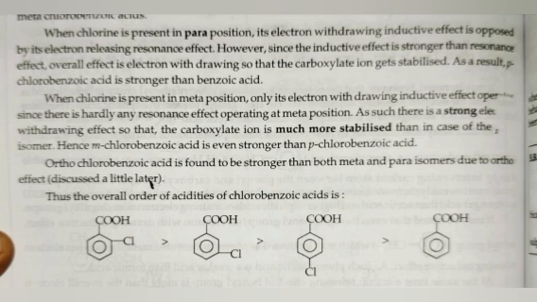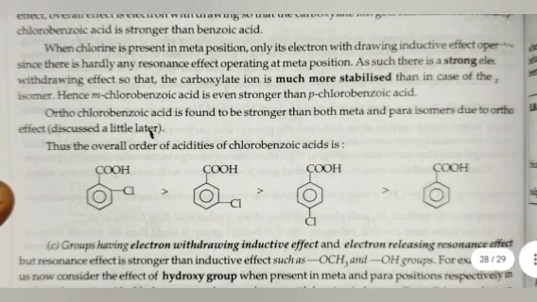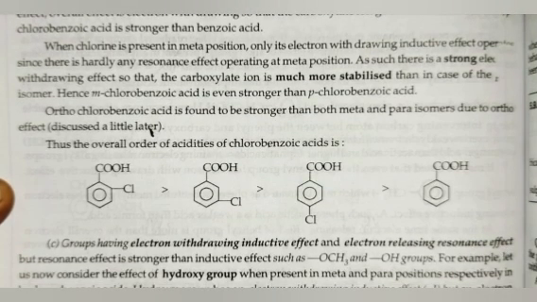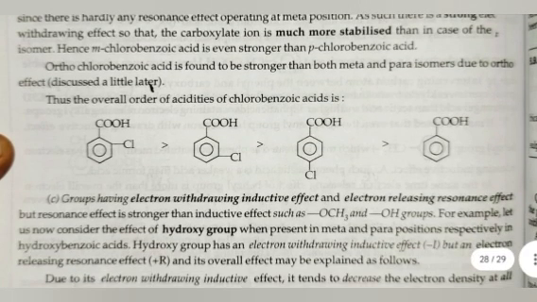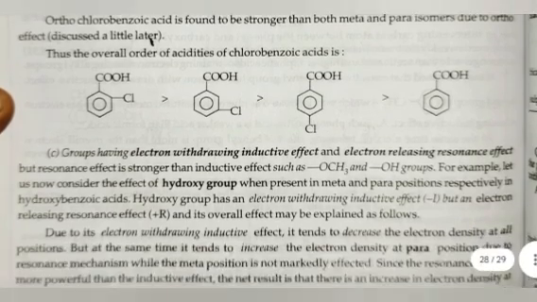When chlorine is present in meta position, only its electron withdrawing inductive effect operates, since there is hardly any resonance effect operating at the meta position. As such, there is a strong electron withdrawing effect so that the carboxylate anion is much more stabilized than in case of its isomer. Hence, meta-chlorobenzoic acid is even stronger than para-chlorobenzoic acid. Ortho-chlorobenzoic acid is found to be stronger than both meta and para isomers due to the ortho effect. Thus, the overall order of acidity of chlorobenzoic acids is ortho-chlorobenzoic acid, meta-chlorobenzoic acid, para-chlorobenzoic acid, and benzoic acid.